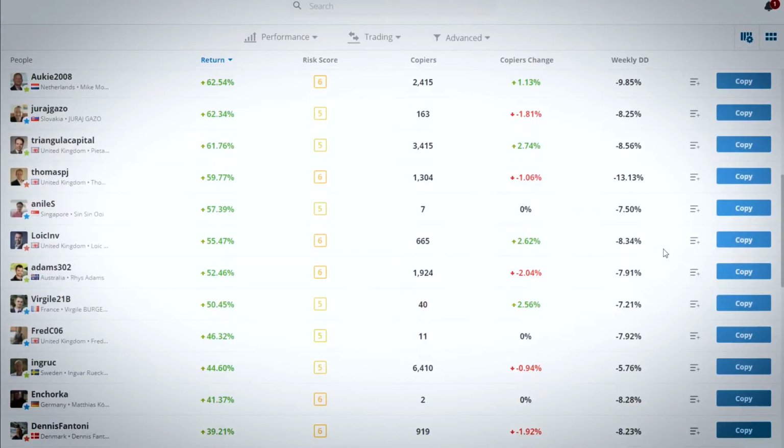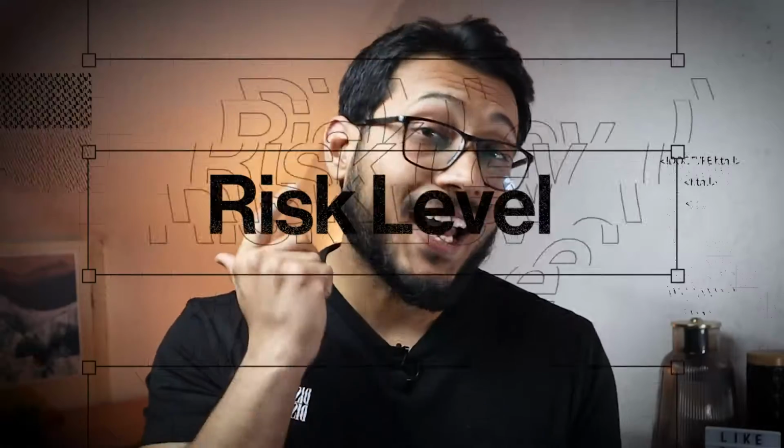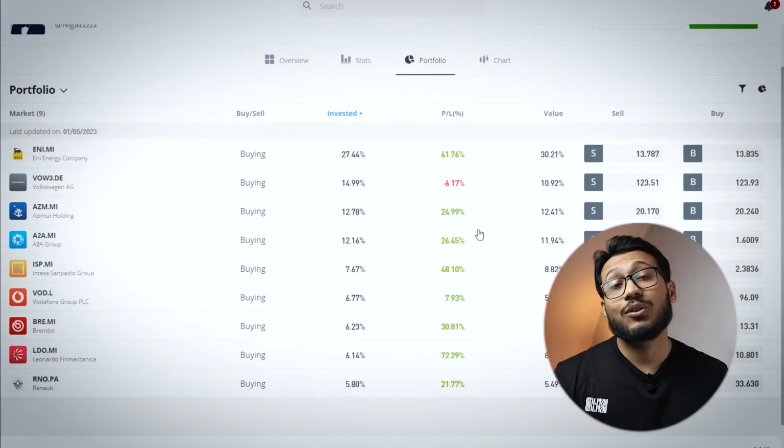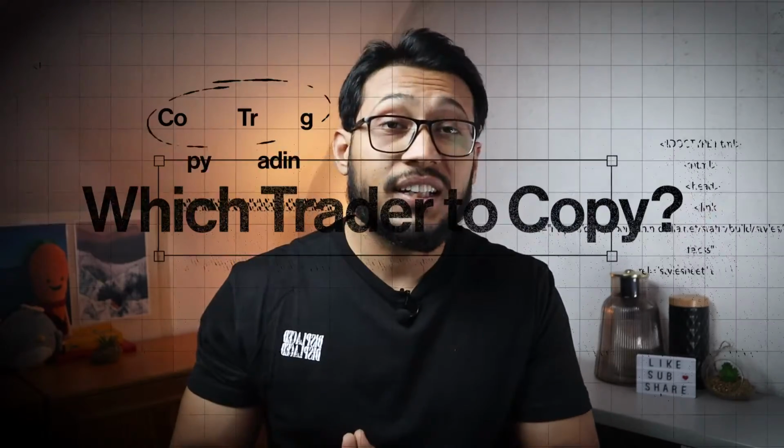Finding the right traders to copy is essential. On eToro, you can find and copy traders based on their trading history, performance, and risk level. You can even see the trader's portfolio and performance before deciding to copy them. But how do you determine which trader is right for you?